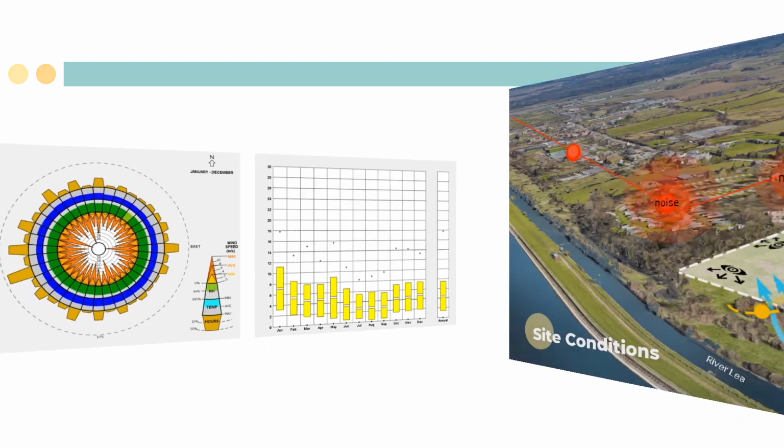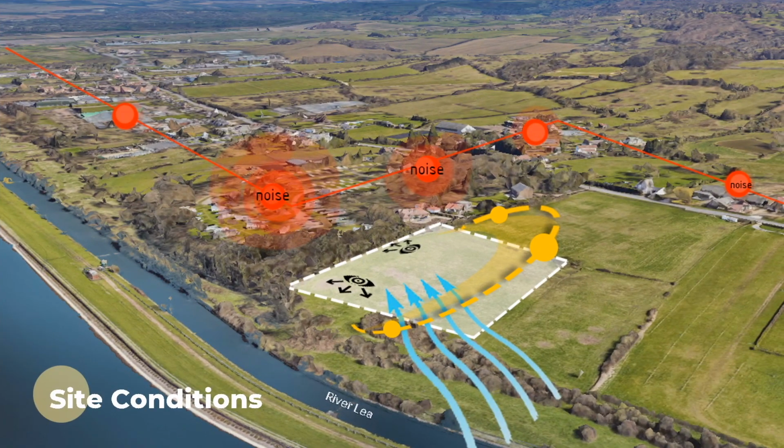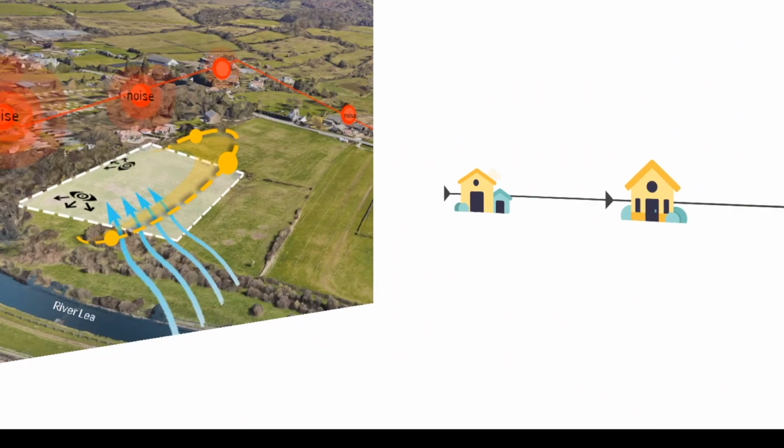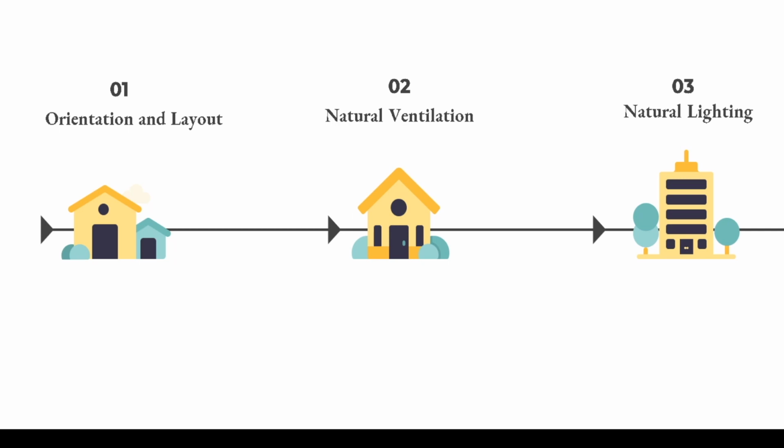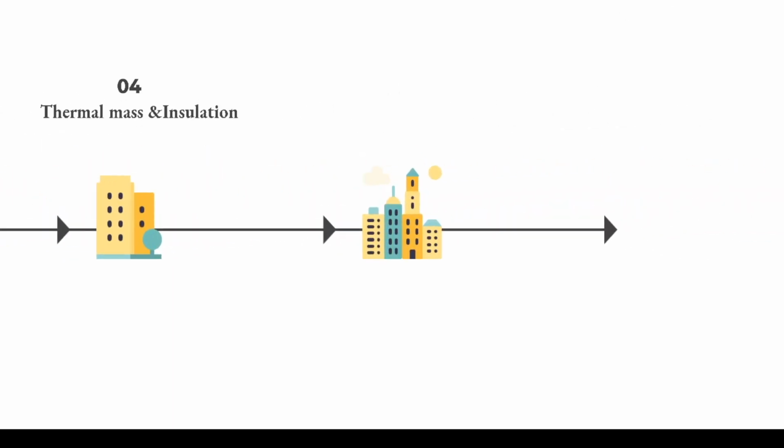So when it comes to design concept, climate and site analysis should be considered to maximize energy efficiency and comfort. Here are some of the best passive design strategies that I will consider. 1. Orientation and layout. Optimize the orientation to make the most of natural daylight and solar heat gain. 2. Natural ventilation. Design the house to facilitate natural ventilation and airflow.